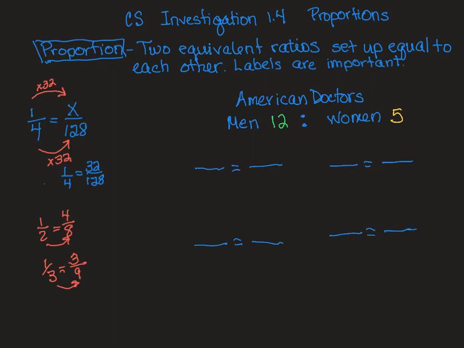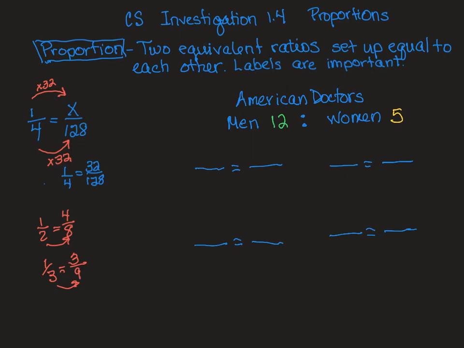Okay, so the ratio of men to women is 12:5. And they're saying that there are 600,000 men. Okay, 600,000 men.